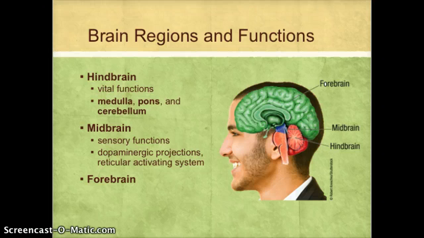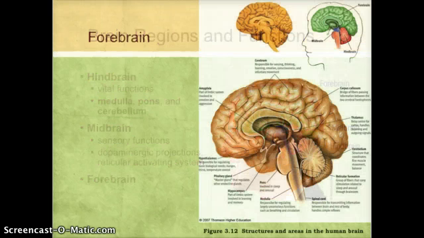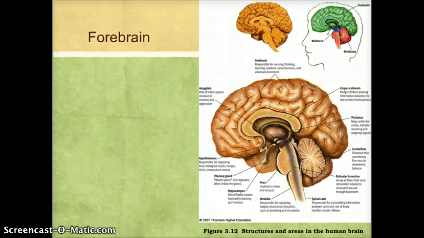The final area of the brain is the forebrain. This is indicated by the green portion in the graphic. The forebrain is the bulk of the brain tissue. But what we're going to do is take this forebrain and divide it further into smaller sections. So here's our same picture with the forebrain designated by the green, but we're going to actually look at individual structures within this forebrain.